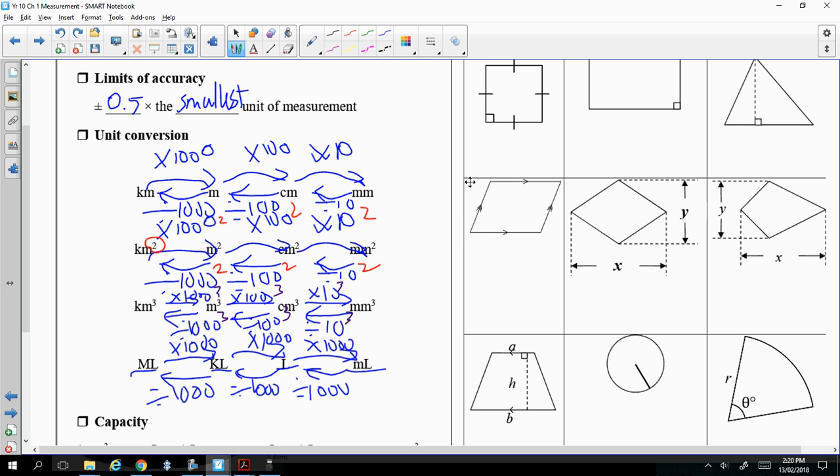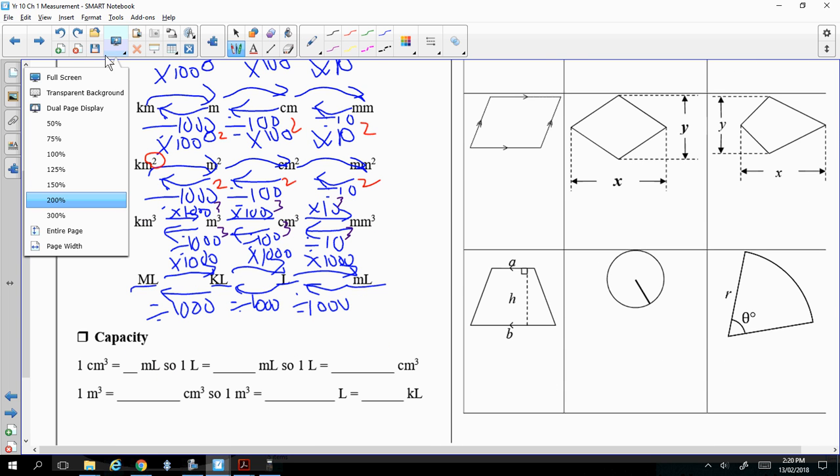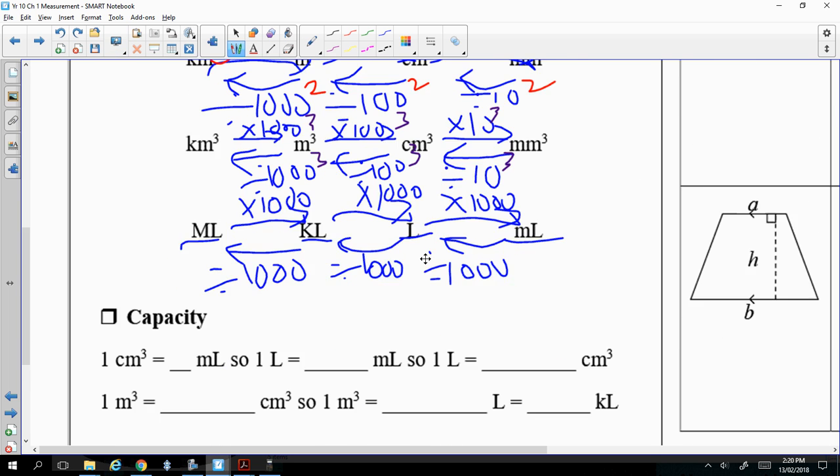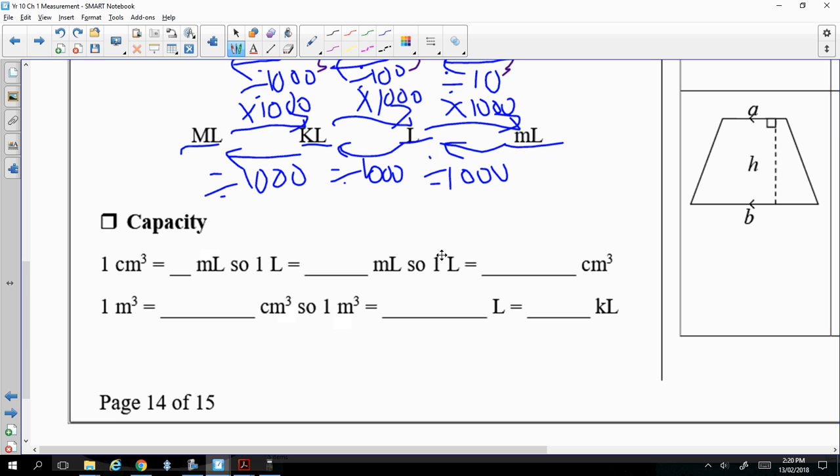Okay, good. So now we're going to do capacity. It's the conversion between volume and capacity. 1 cubic centimeter is 1 milliliter. 1 liter is 1,000 milliliters, which makes 1 liter 1,000 cubic centimeters. Conversion between capacity and volume.